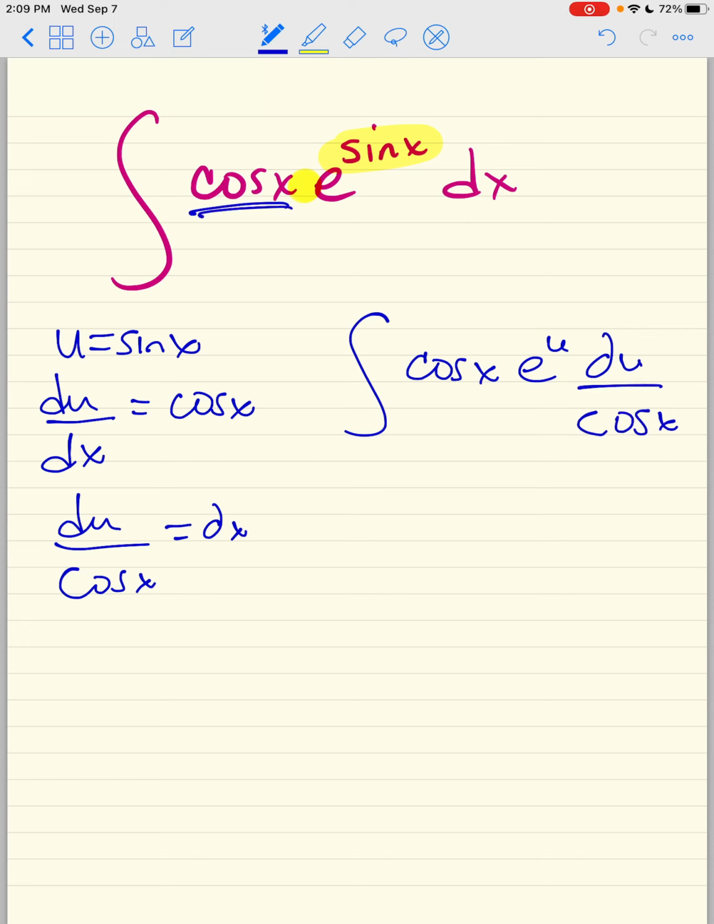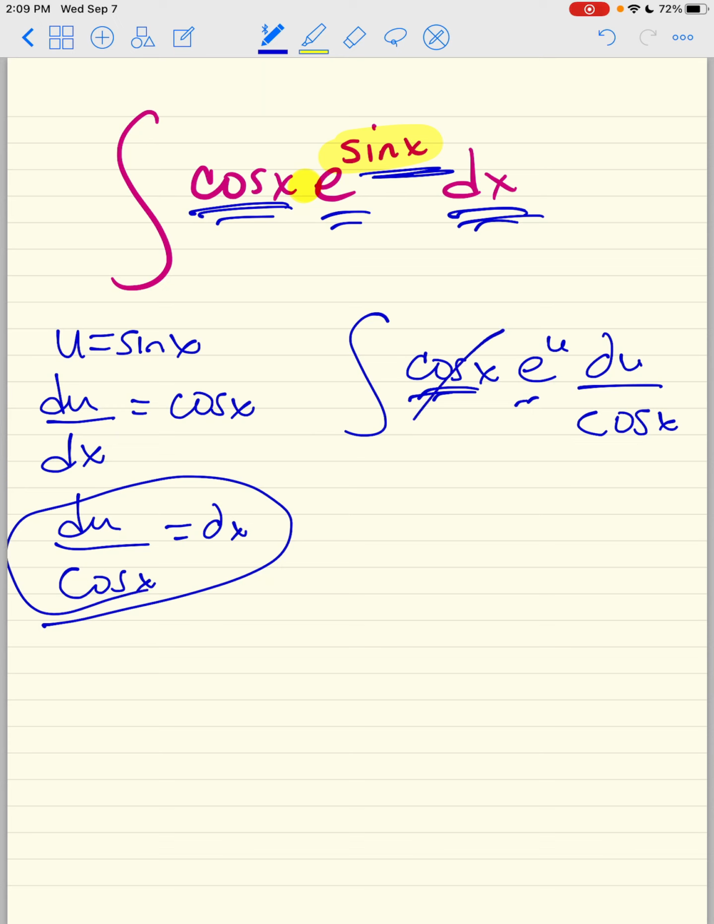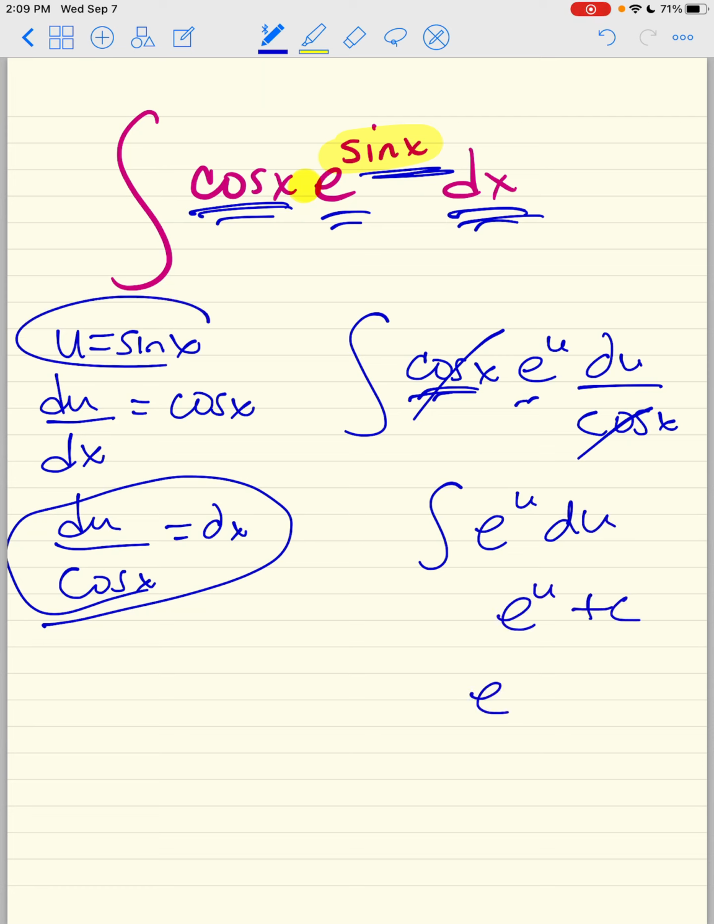Okay, so cosine, that's there. e, that's there. This is u. And then dx is this guy. These cross off. Perfect. Who gives you e to the u with respect to u? e to the u plus c. u is the same thing as this person. So, e to the sine x plus c.